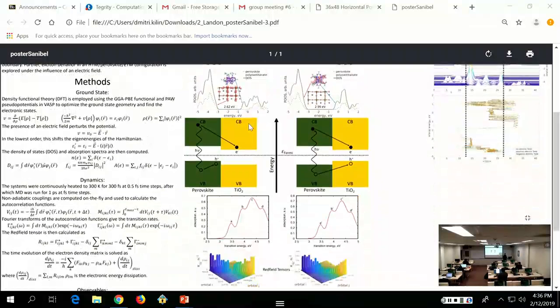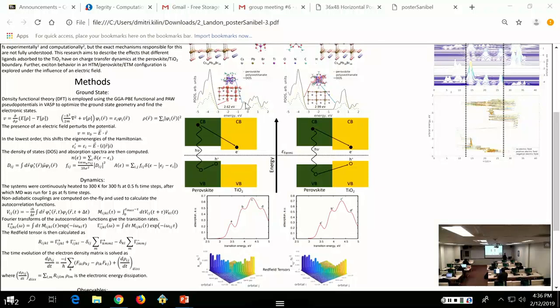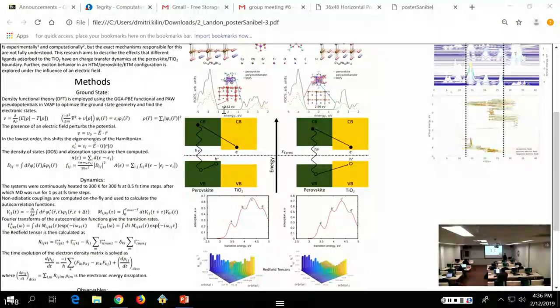So once we run density or DFT and get the ground state electronic configuration, the first thing you can do is take a look at the band structure. In the hydroxyl case, you'll notice that the upper edge of the valence band is localized on the perovskite, and the lower edge of the conduction band is localized on the titanium dioxide, which is preferable for a solar cell application because that will lead to a charge transfer once the photoexcited charges relax to the frontier orbitals.